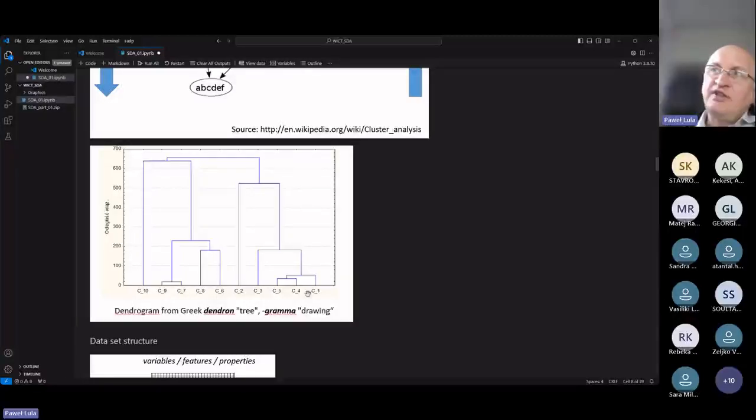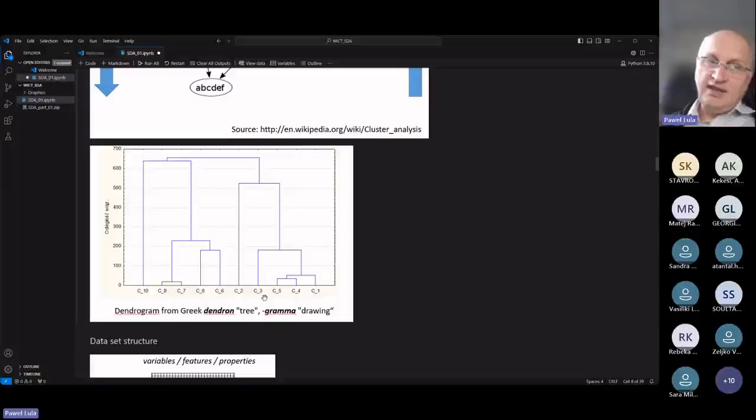This picture shows relationships between objects. In this example, I had 10 objects, C1 to C10. First, we can think about all of them as separate clusters. So at the beginning of this process, the number of clusters is equal to the number of objects. Every object forms a separate cluster.